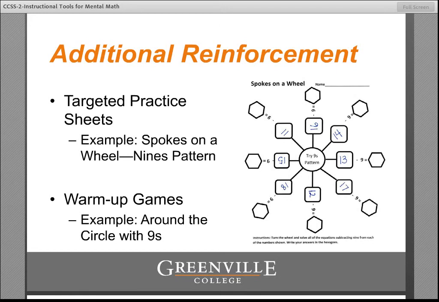And also what you see here is the Spokes on a Wheel worksheet, and I've included that in the teaching resources as well. It's sort of like a worksheet that you turn as you take it, and what I have is the template so that you can write in whatever numbers you want.